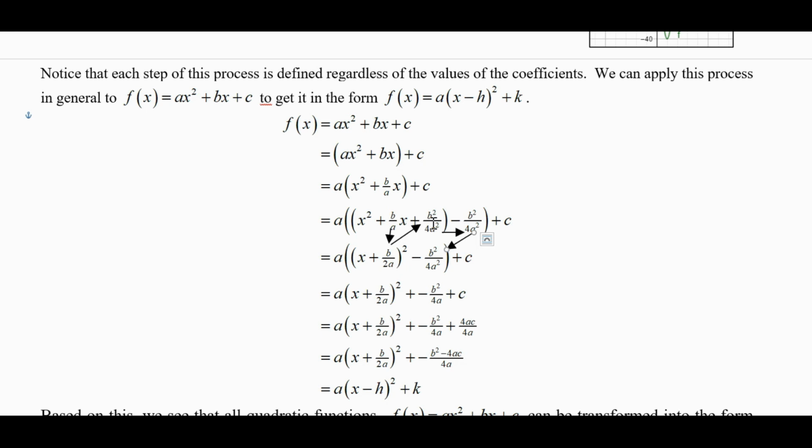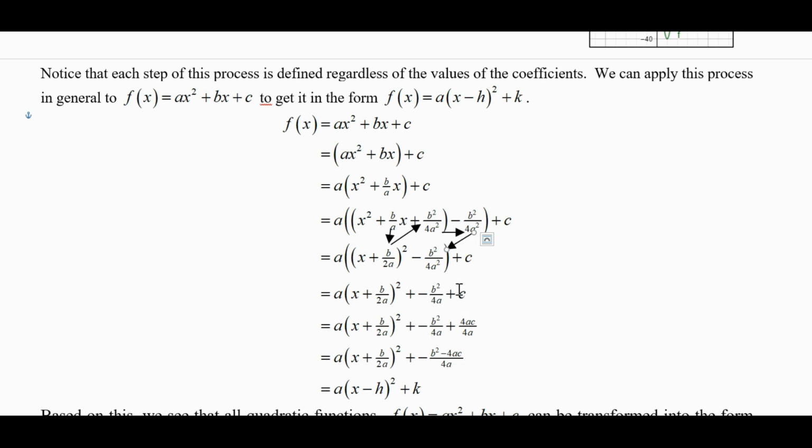Square that, you get b squared plus 4 over 4a squared. That's plus, but then we want to subtract the same thing to keep this equation valid. This part factors as x plus b over 2a squared. Distribute the a, it cancels one of these a's here. Okay. And then, let's see.